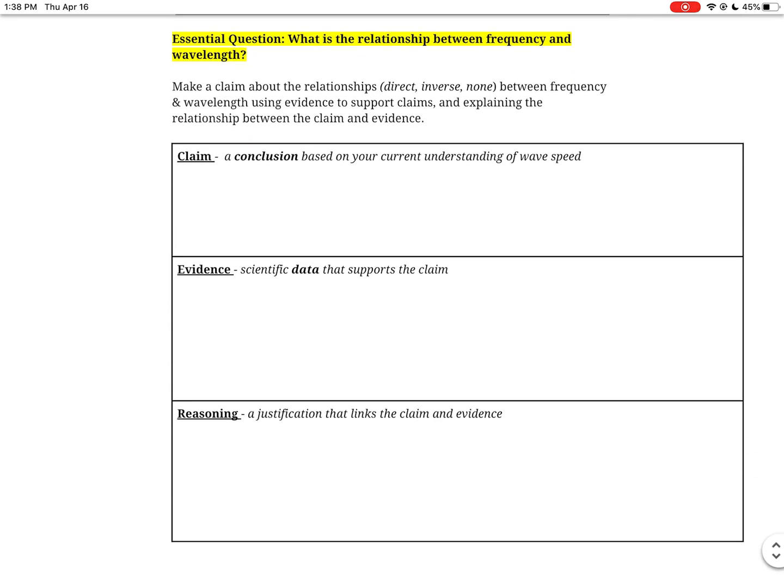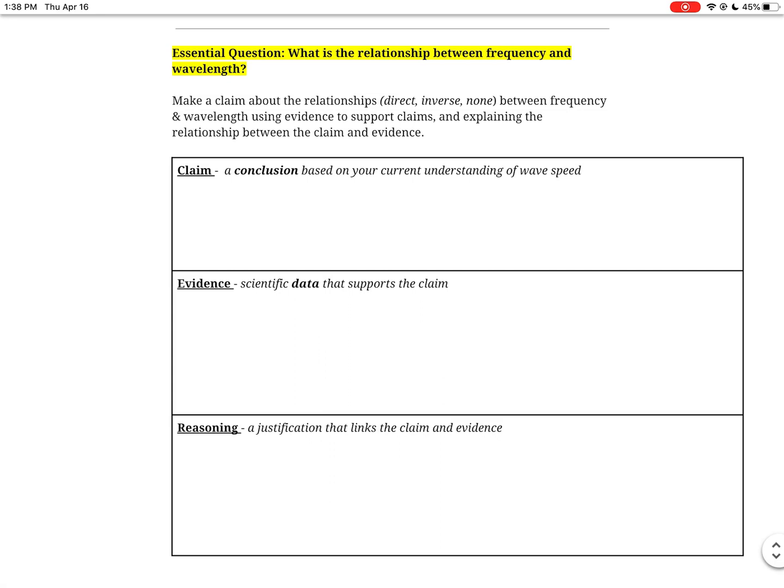Then your last bit here is a question, what's the relationship between frequency and wavelength? This is more or less the same question that you had after your first data table, but this time you're structuring it in the format of a CER. So your claim answers that question. What is the relationship between frequency and wavelength?